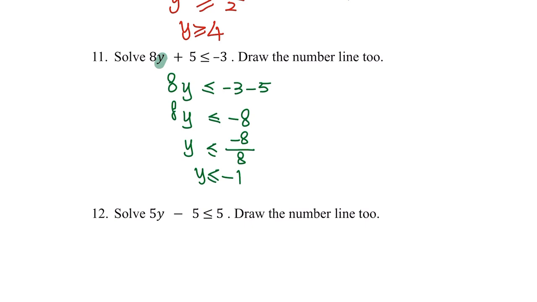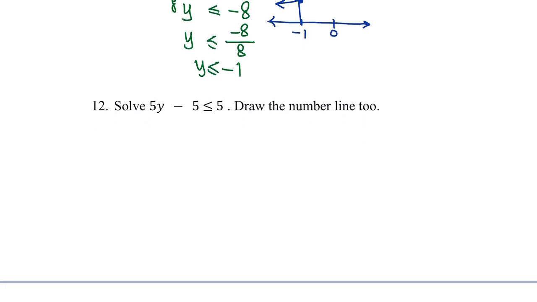Okay, afterwards, just draw the number line. And then we know that y is less than negative 1 or equal to negative 1. So you go to the left side. Do I blacken the circle? Yes, blacken the circle means it includes that part only when there's an equal sign. Okay, last question of inequalities.